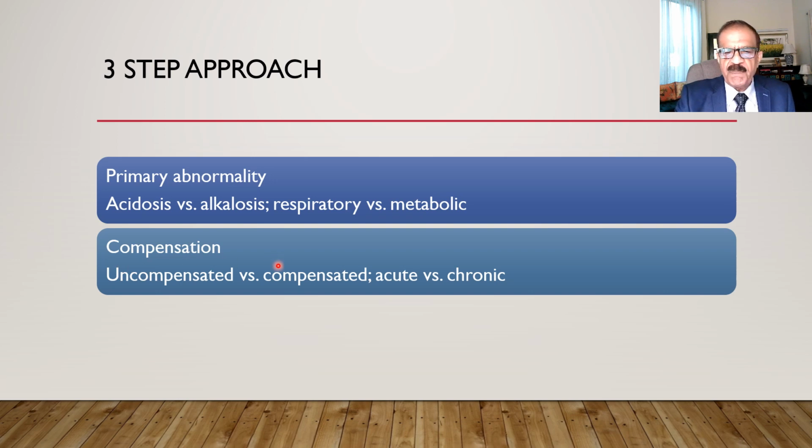Then whenever there is a primary disorder, there is actually compensation. A primary respiratory disorder will be adjusted by metabolic changes, and a primary metabolic disorder will be compensated by respiratory changes. Now, this is actually nature's attempt to minimize the primary abnormalities. So, uncompensated versus compensated. If there is acute insult, it is likely to be uncompensated, and any chronic insult will be compensated. So, we will see if the primary abnormality has some compensation or not.